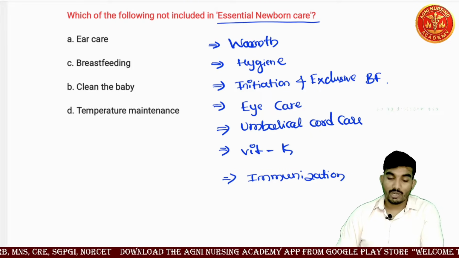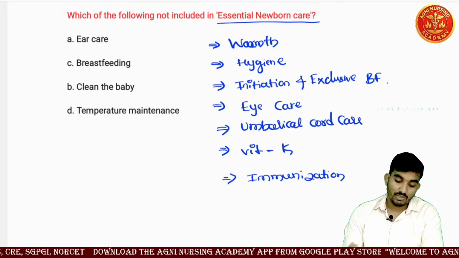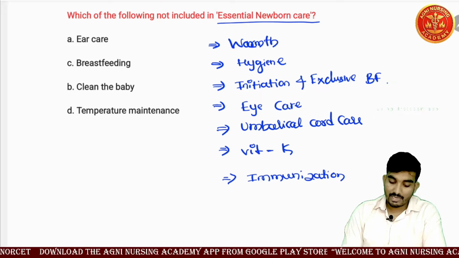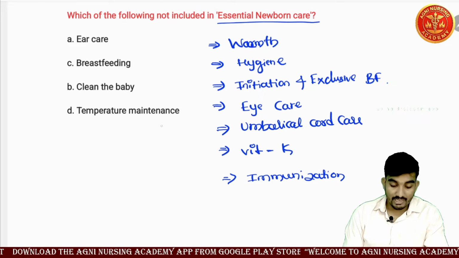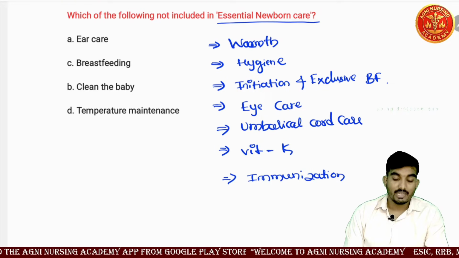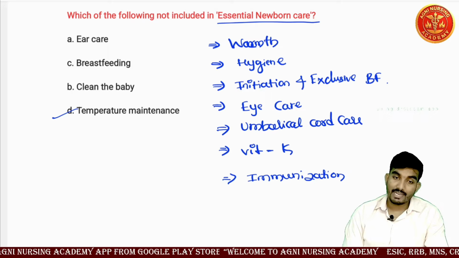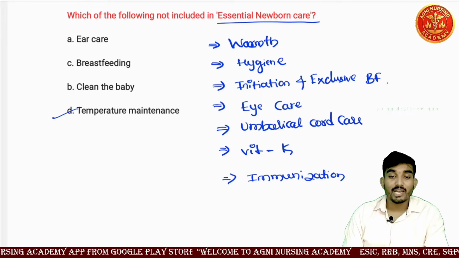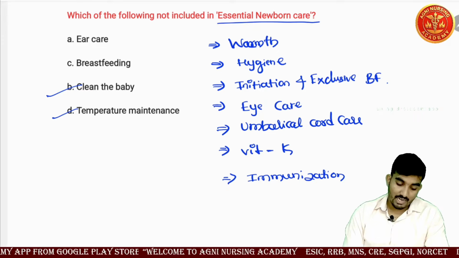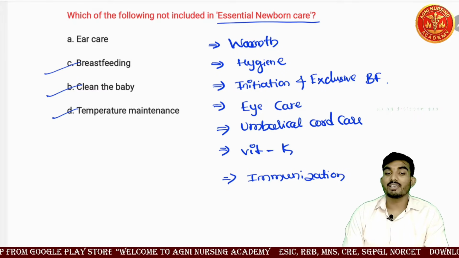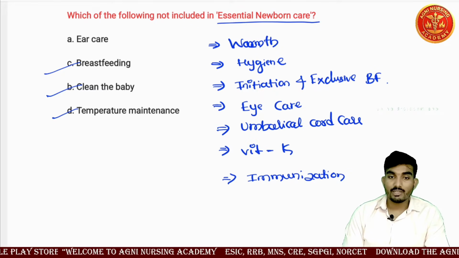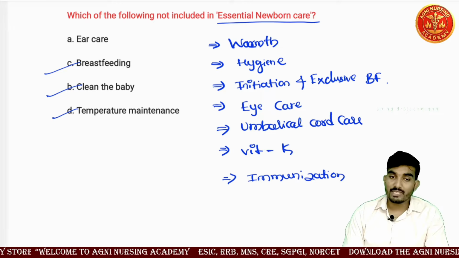Now we will see the options one by one to find which is not included. First we will see from the last: temperature maintenance. Yes, we have to maintain the temperature. I told that first: warmth, in which we maintain the temperature of the child. This one is also correct. Clean the baby: yes, we have to clean the baby and maintain the hygiene for the child. Option C is also correct, and option B is breastfeeding. We'll start exclusive breastfeeding, and there is initiation of breastfeeding as soon as possible. Option B is also correct.